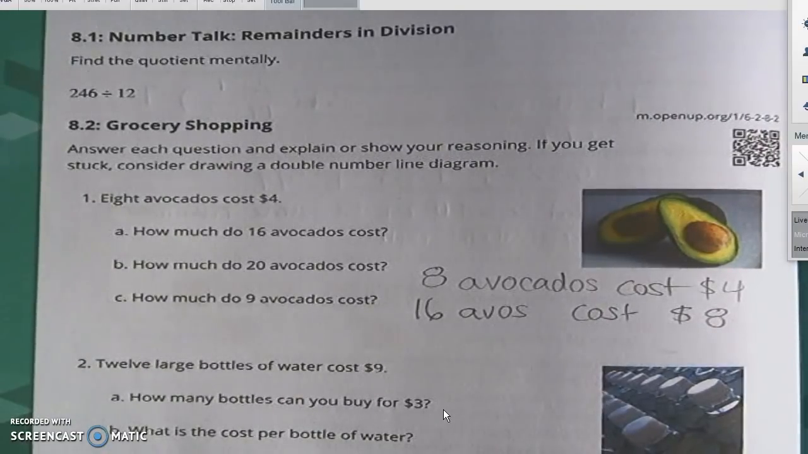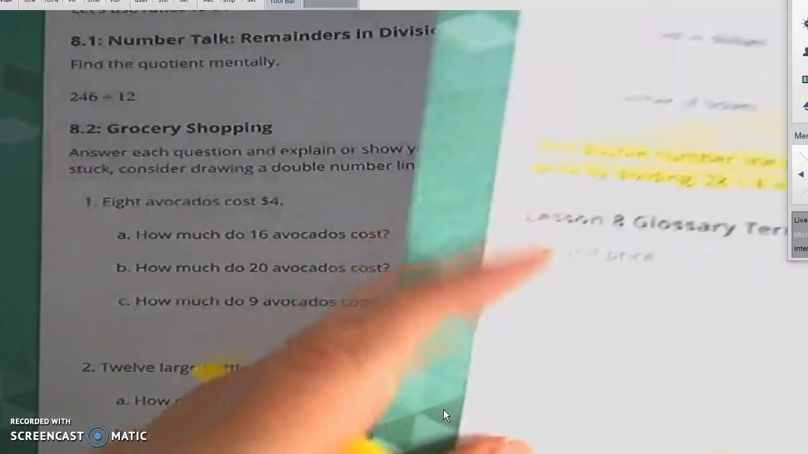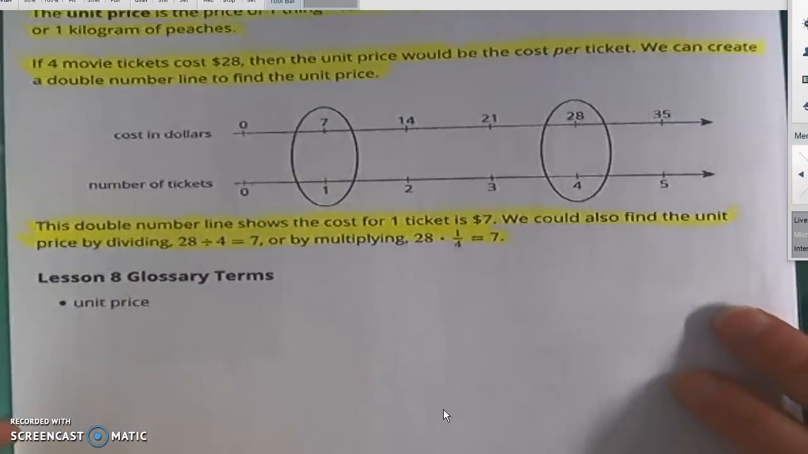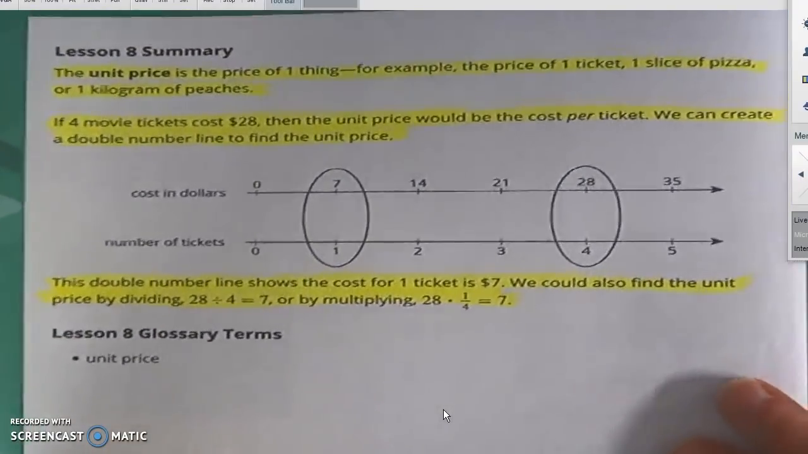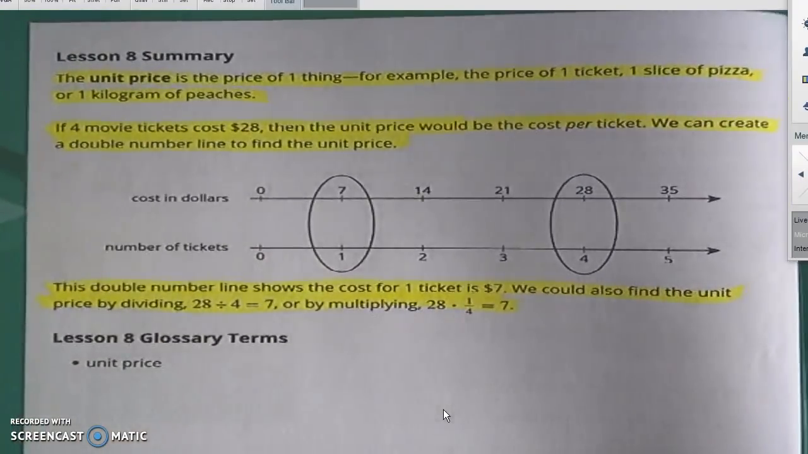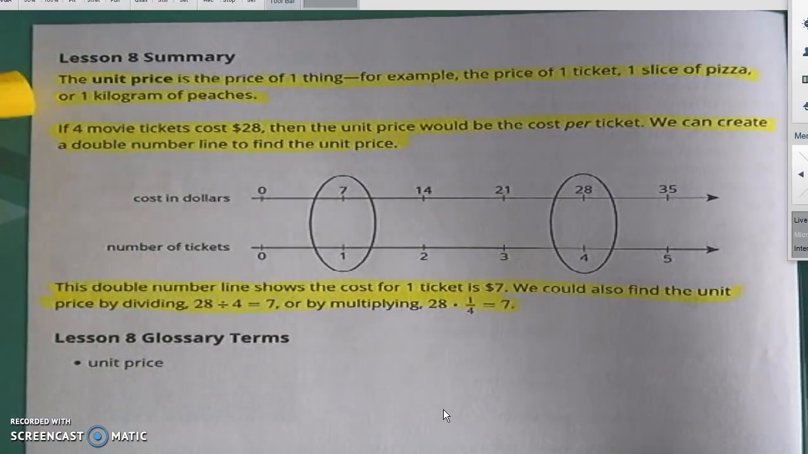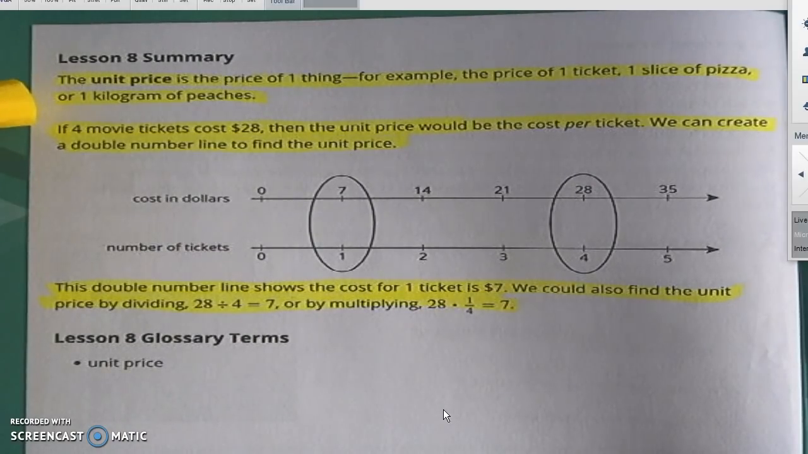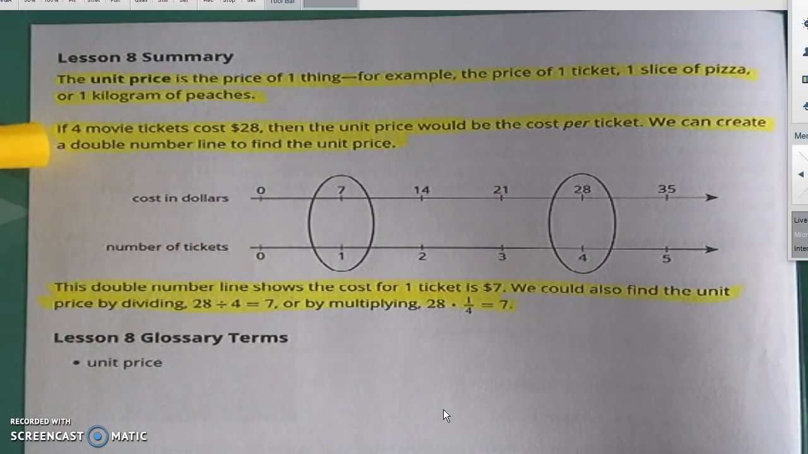Okay, so I think I did the lesson 8 summary with everyone, but I'm not sure, so I'm going to start there. So lesson 8 summary. The unit price is the price for one thing. The price of one ticket, one slice of pizza, 1 kilogram of peaches. So if 4 movie tickets cost $28, then the unit price would be the cost per ticket, how many dollars for one ticket.